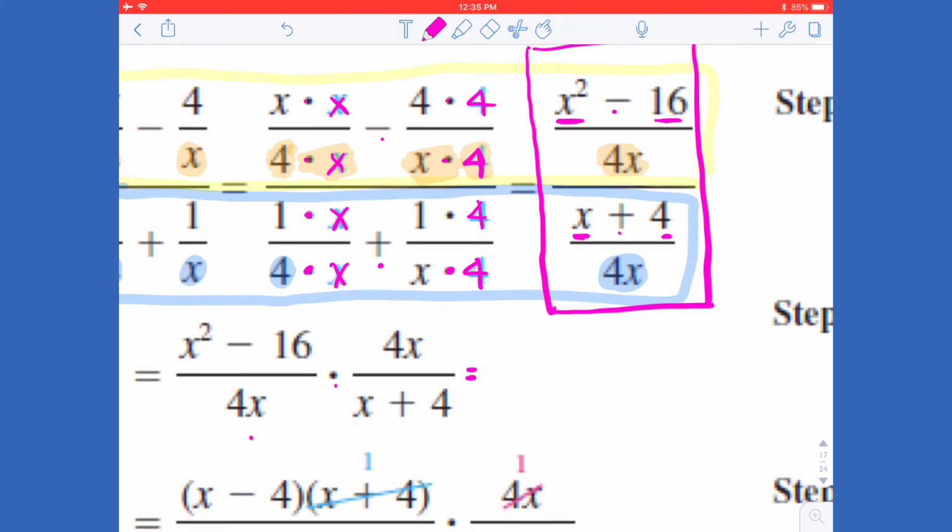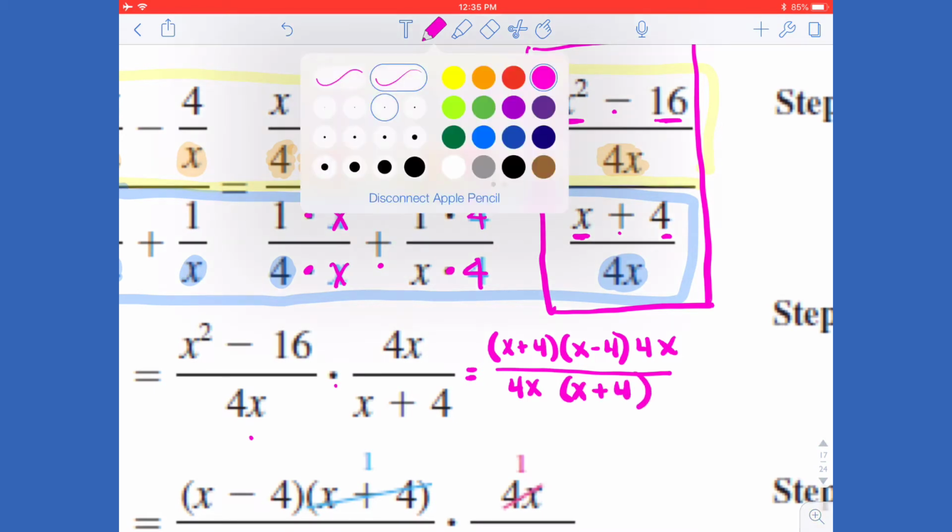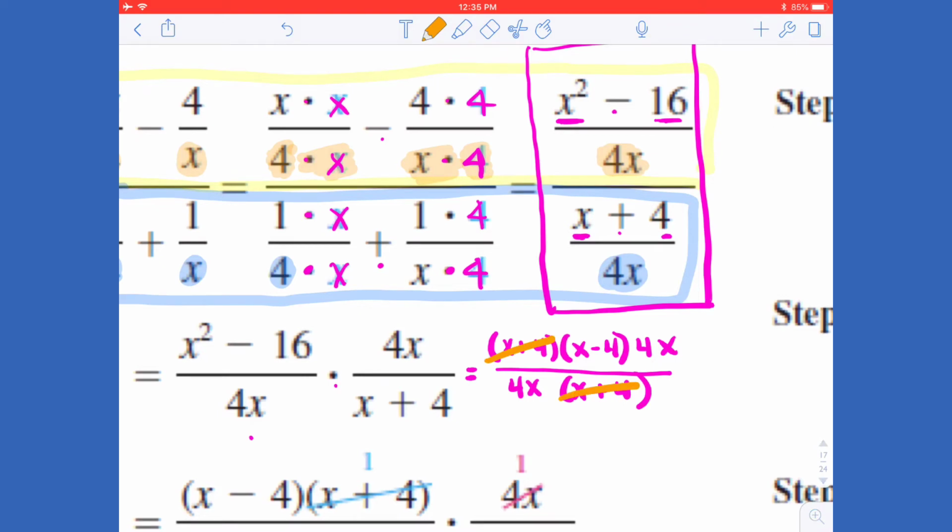So I'm going to start by writing out the factors, x plus 4 and x minus 4 times 4x. So all that's going on in the numerator. And then I have my 4x times my x plus 4. And I note that I have an x plus 4 on top and on bottom. I note that I have a 4x and a 4x on top and bottom. So all I am left with is x minus 4. So you take this really nasty complex fraction that you started with, and you end up with this nice pretty solution of x minus 4.